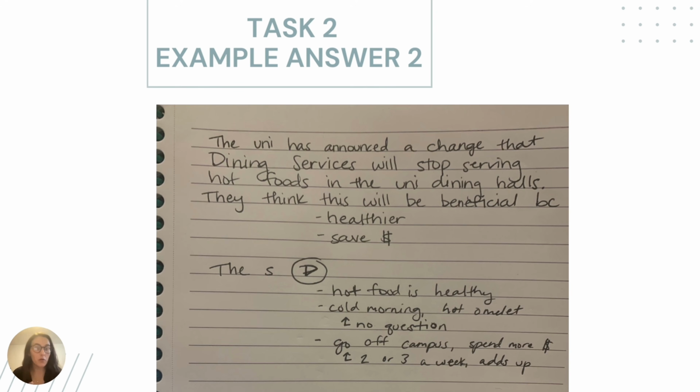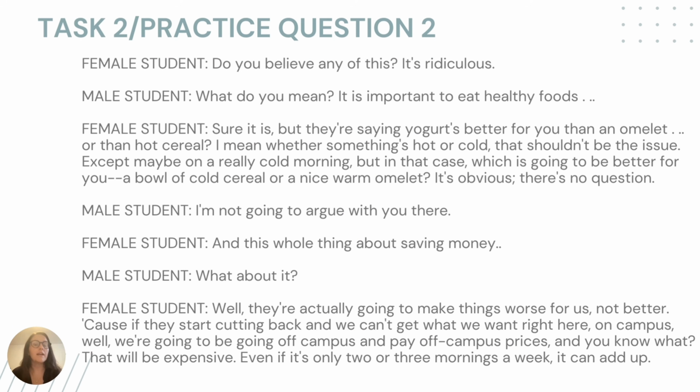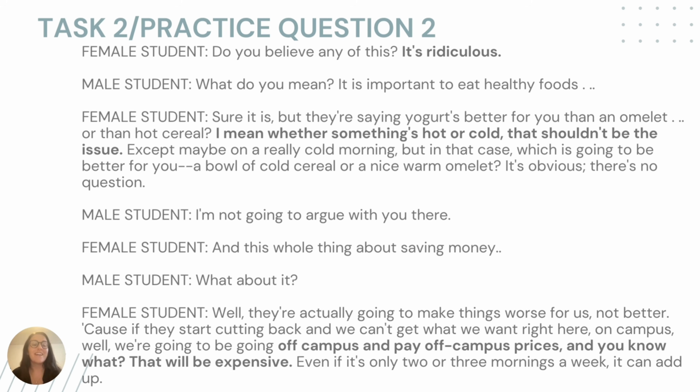So you can see I wrote down no question, those were her exact words, and that it adds up, those were also her exact words. Again, here is the script. Remember, you will not see the script on the real test. I'm just showing it to you so that you can see where her main points were. And they are here. She says it's ridiculous, which means that she disagrees. And she talked about hot food and cold food not really being healthier than the other. Talked about the omelet. And then she talked about the price and how students will go off campus.